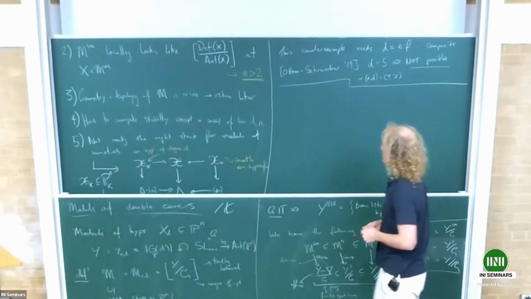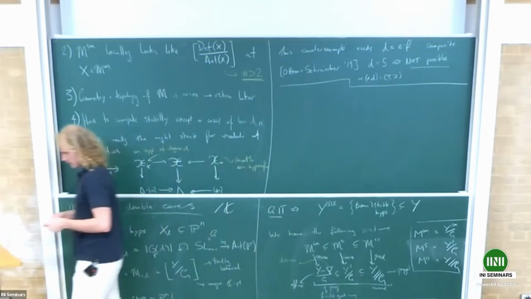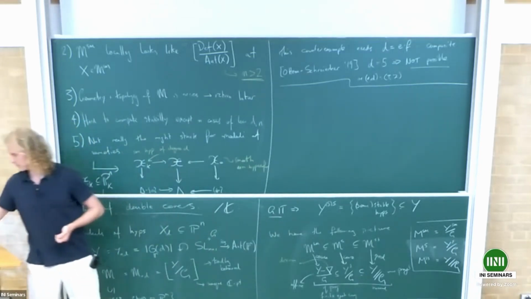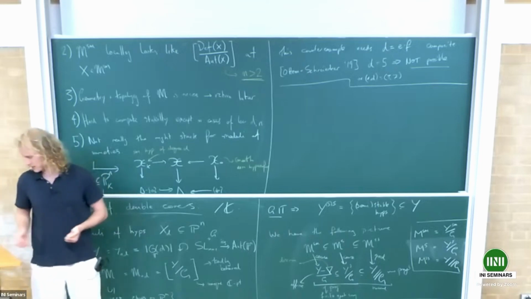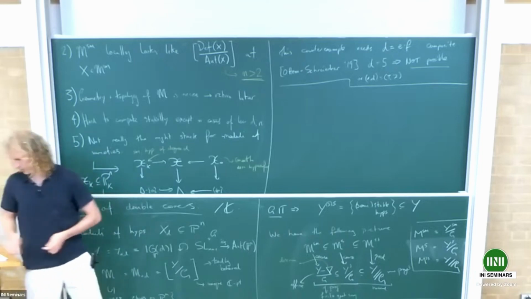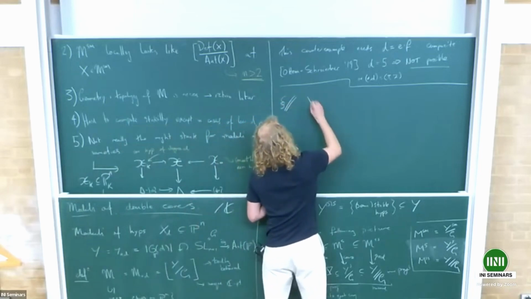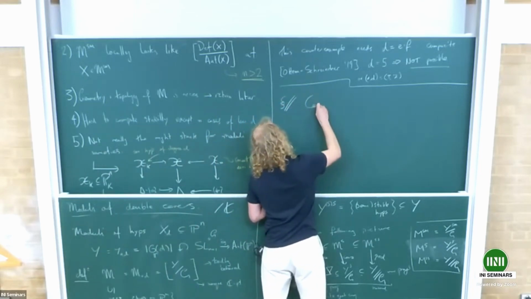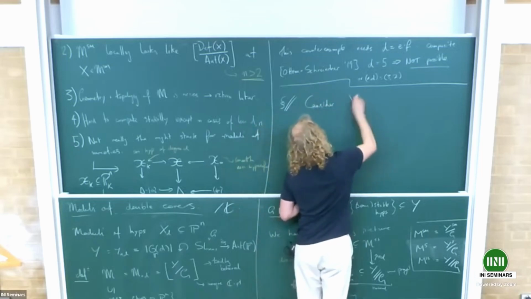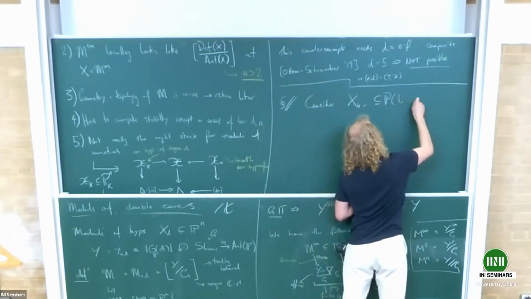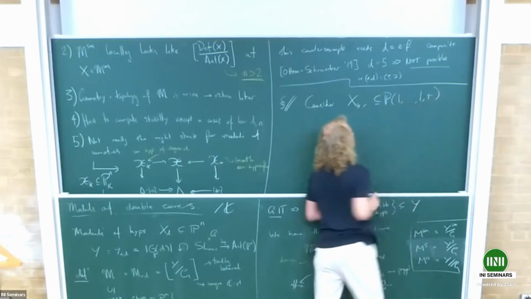Okay, so let's move on to new things. More time than I planned. So we consider X_{kr}, a Cartier hypersurface inside P(1,...,1,r).